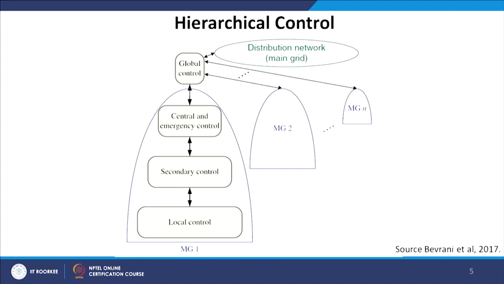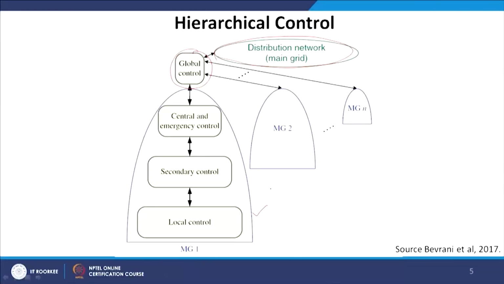Now, let us move into hierarchical control. In case of hierarchical control, we can see the distribution network, which is my main grid, and which has been connected to the global controller. And now, imagine that we have microgrids connected at different buses of the distribution network, and there could be as many as n number of microgrids connected to my distribution system. Considering this is microgrid 1, microgrid 2, microgrid n.